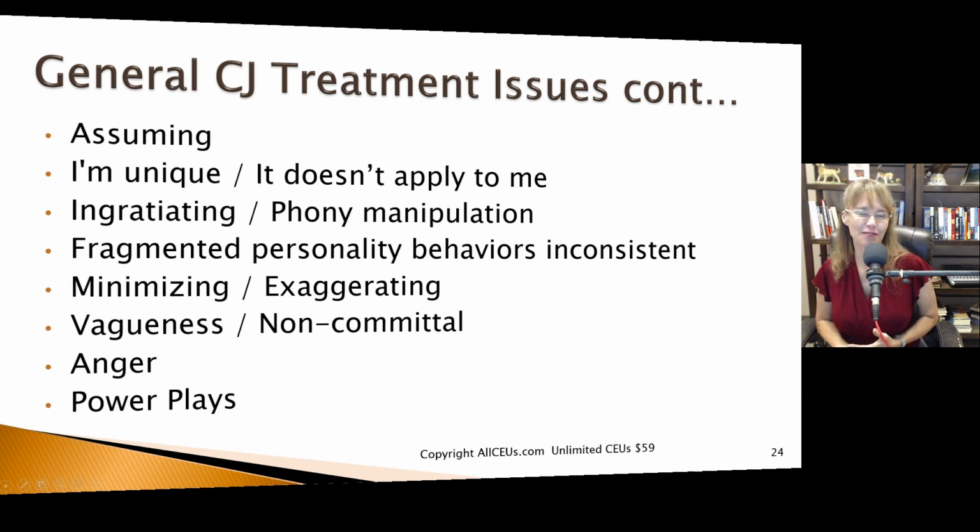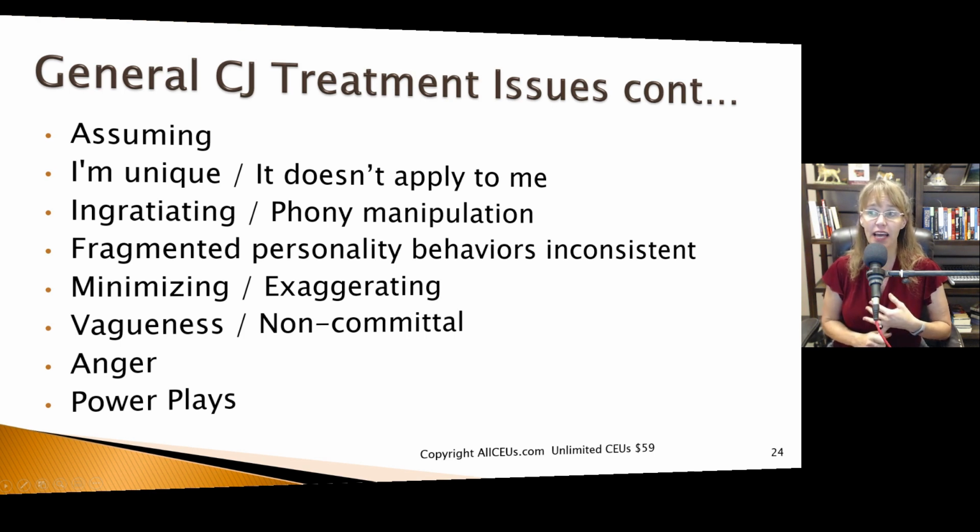They may ingratiate themselves in order to manipulate you. They may be, on the surface, the most compliant client that you've got on your caseload. But as soon as they walk out of your office, not so much. You may see some fragmented personality behaviors that are inconsistent. Some days they show up and they're in a good mood and they're cooperative. Other days, the total opposite. And we want to examine what's different on those different days. Minimizing and exaggerating, vagueness and non-committal, anger and power plays. These are all very common issues that you may need to address with your people.